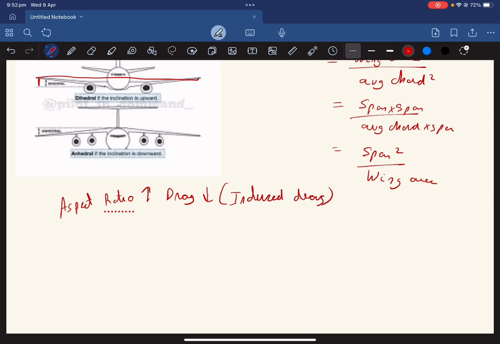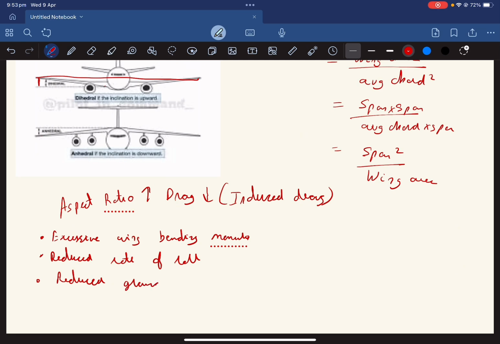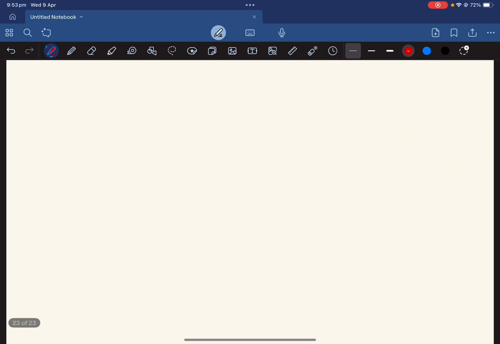But there are a few issues with a high aspect ratio wing. The first one is excessive wing bending moments, then reduced rate of roll, and reduced ground clearance during takeoff or landing. So this is actually important. I wanted you to remember these three points. Let's move on to the next topic.